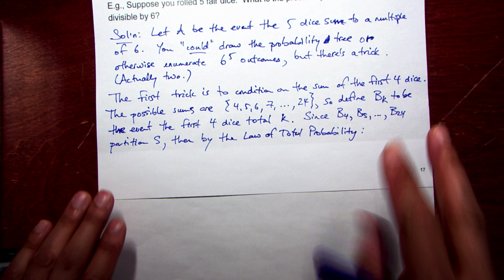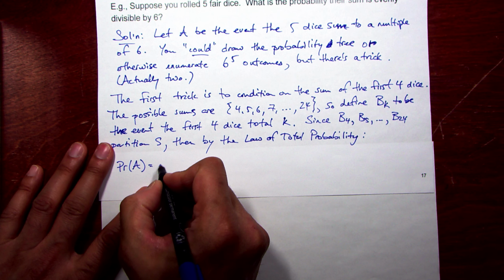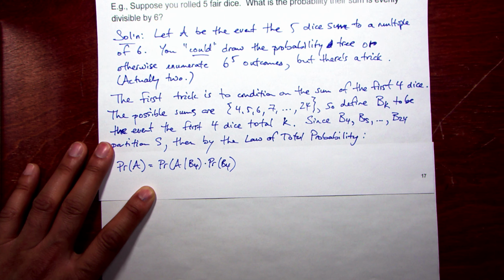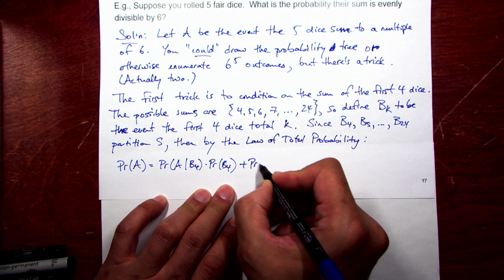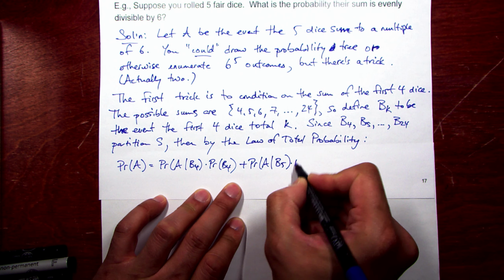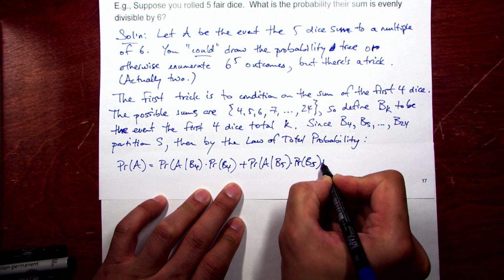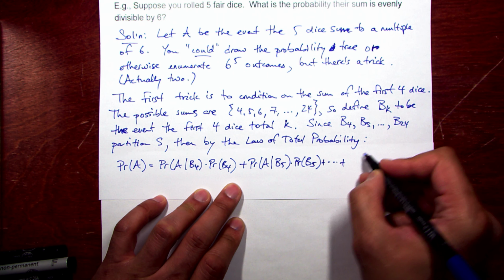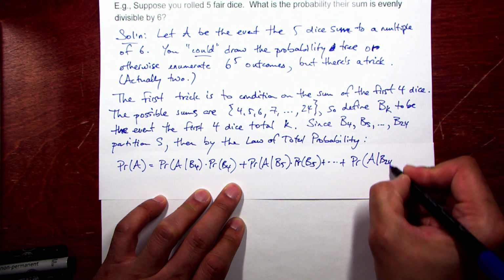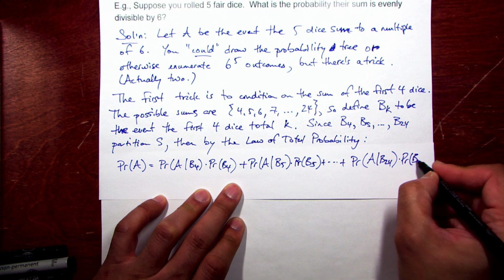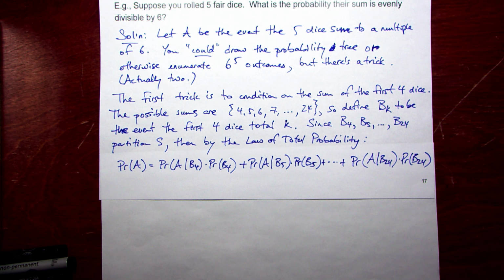So the probability of A equals the probability of A given B4 times the probability of B4, plus the probability of A given B5 times the probability of B5, and just use the dot, dot, dot. You could use the sigma notation, but it's a little easier to read sometimes. Okay, so far so good.